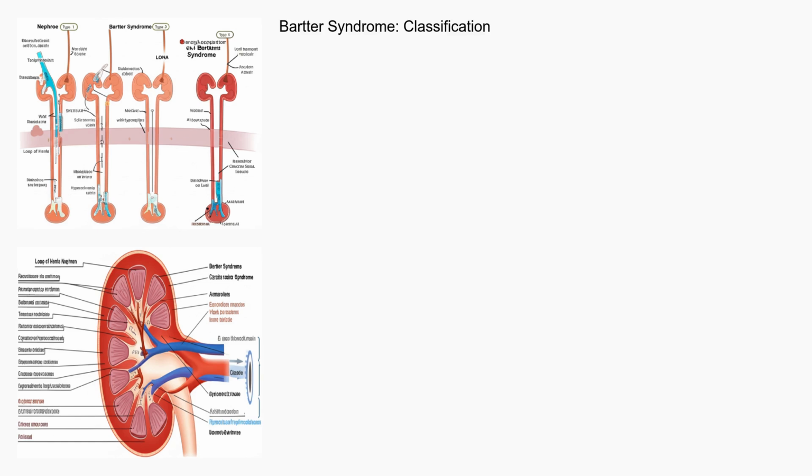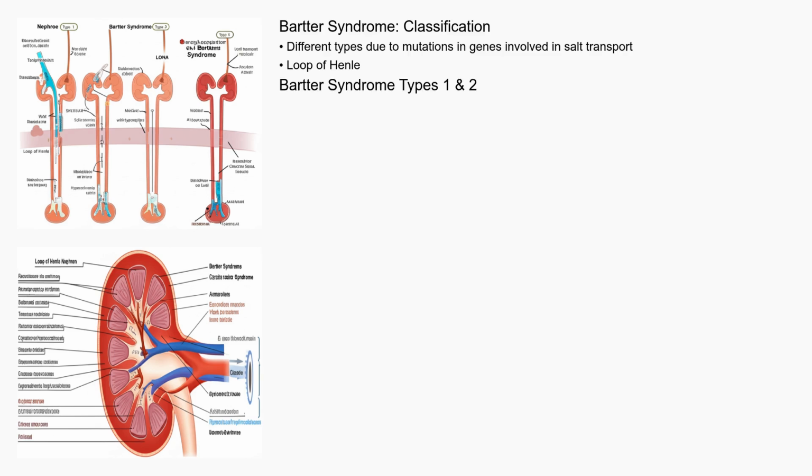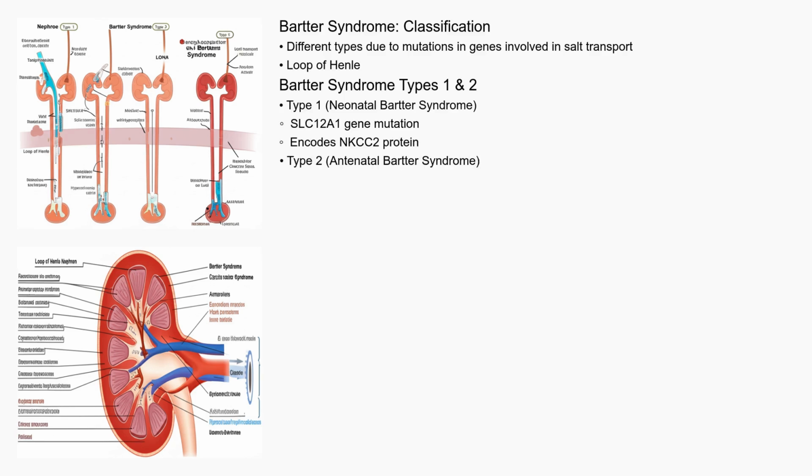Bartter syndrome is classified into several types, each associated with mutations in different genes involved in salt transport in the loop of Henle. These include Type 1 neonatal Bartter syndrome, caused by mutations in the SLC12A1 gene, encoding the NKCC2 protein. Type 2 antenatal Bartter syndrome, caused by mutations in the ROMK gene, also known as KCNJ1.